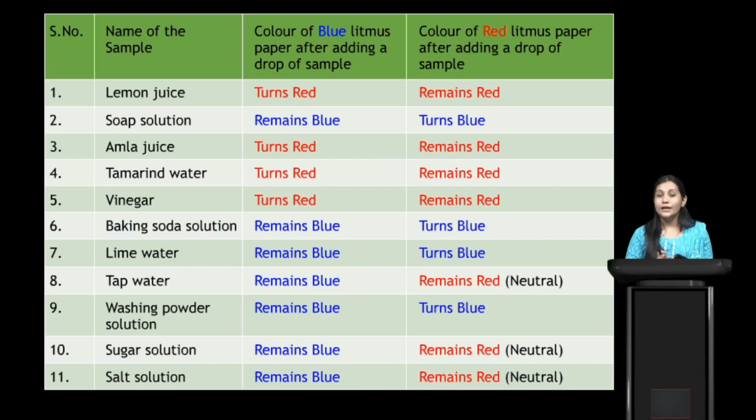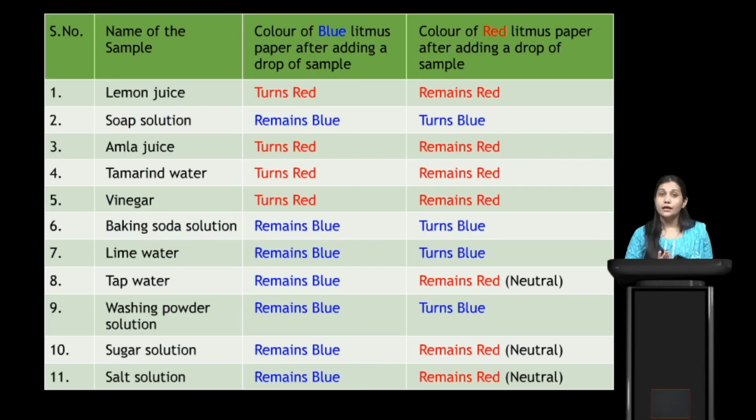Now, if we use the blue litmus paper in the washing powder solution, it remains blue. And if we use the red litmus paper in the washing powder solution, it turns blue. So, now here comes the sugar solution. If we use the blue litmus paper in the sugar solution, it remains blue. And if we use the red litmus paper in the sugar solution, it remains red.